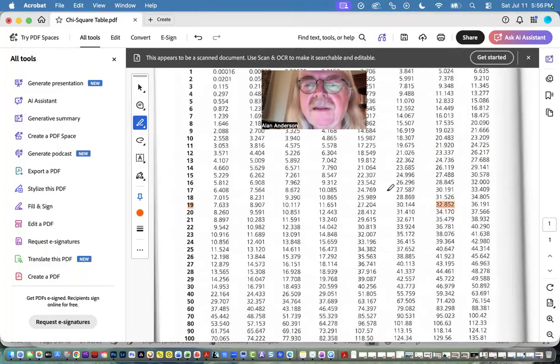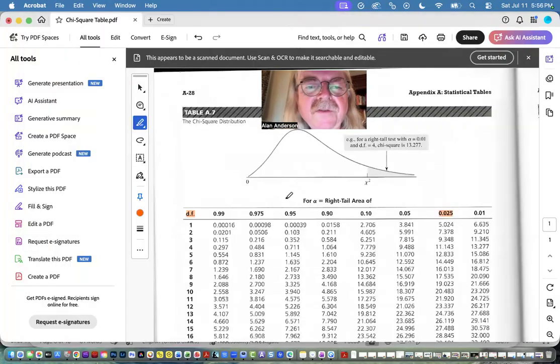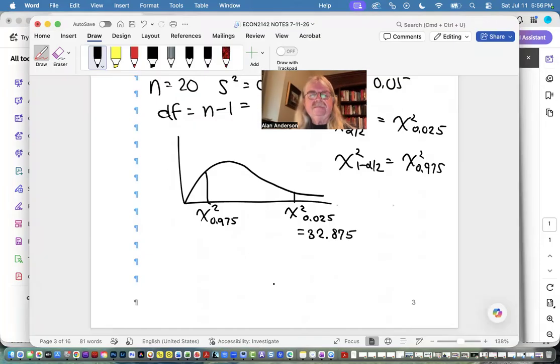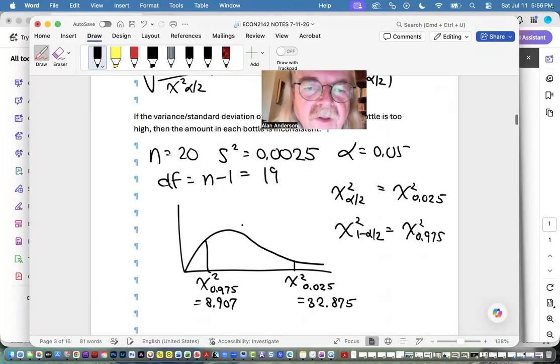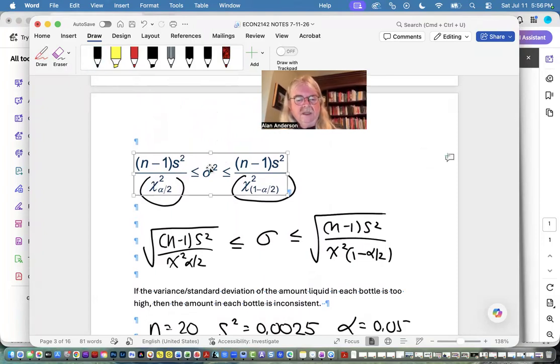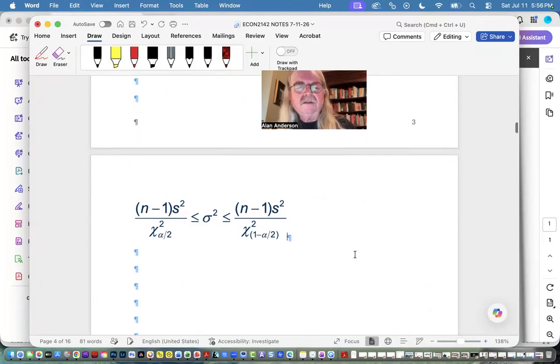And then we now need the other critical value, 0.975 here, still with 19 degrees of freedom: 8.907. And those are going to get plugged into this formula with the rest of the information.